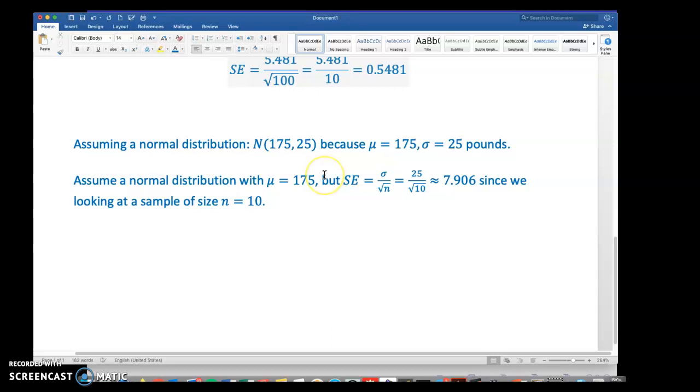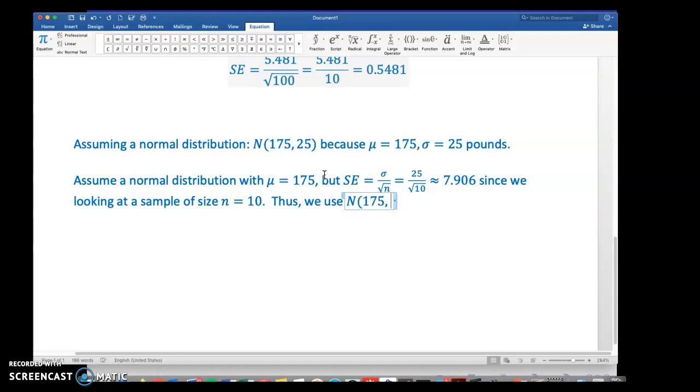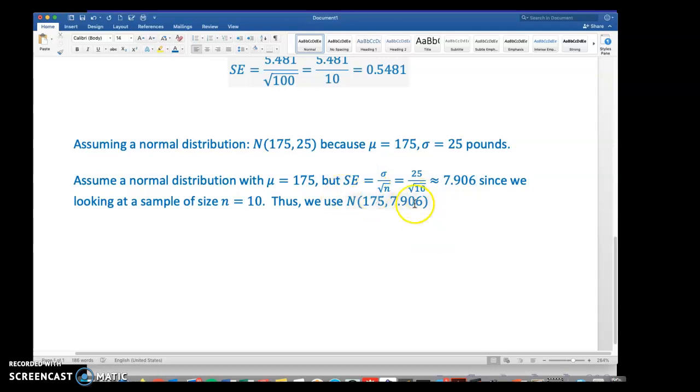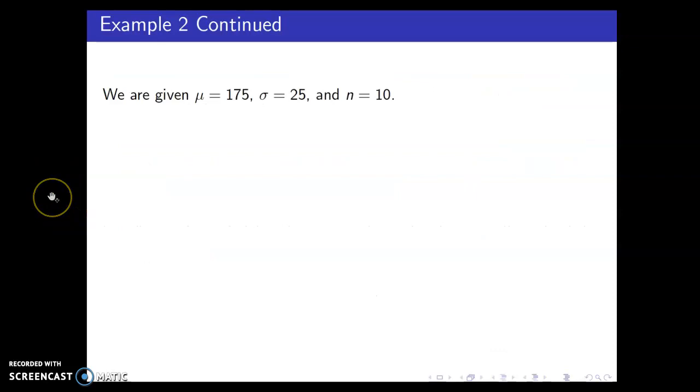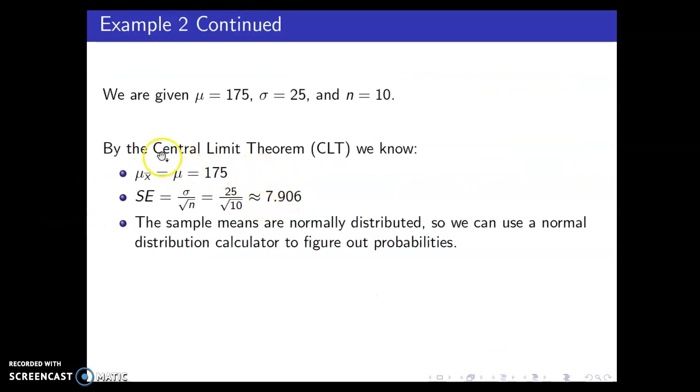So I need to change the normal distribution. The center is still going to be 175, but now the spread of that normal distribution would be 7.906. So if I use this value, let's go in here. Again, this is summarizing what we just did, but that center is still 175. The standard error still changes. The sample means are normally distributed, so we could still use a normal distribution.